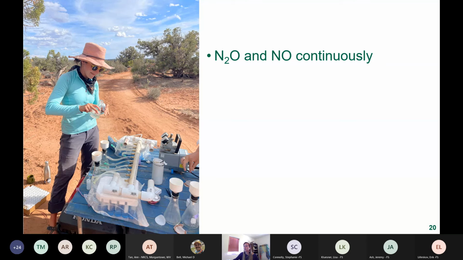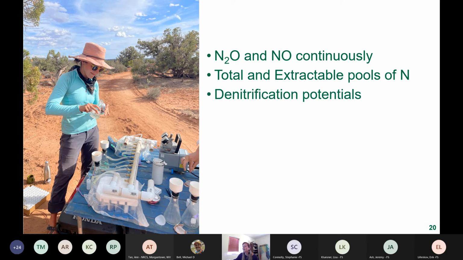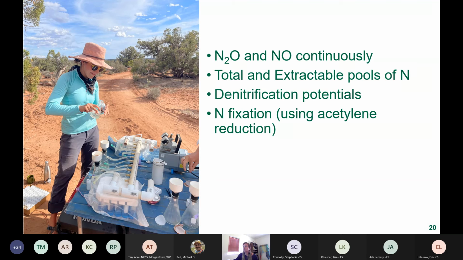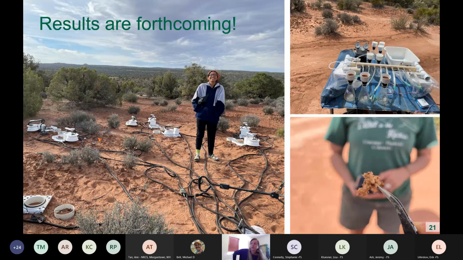Some of the other things that we measured: N2O and NOx fluxes continuously on 90-minute intervals. We also measured total and extractable pools of nitrogen. That's what Courtney is doing here. We brought everything out and had a sweet mobile lab set up in probably the most beautiful place I've personally done lab work. We also measured denitrification potentials, nitrogen fixation using acetylene reduction, as well as microbial biomass nitrogen and carbon. We have a lot of samples and a lot of data, so results are forthcoming from this.